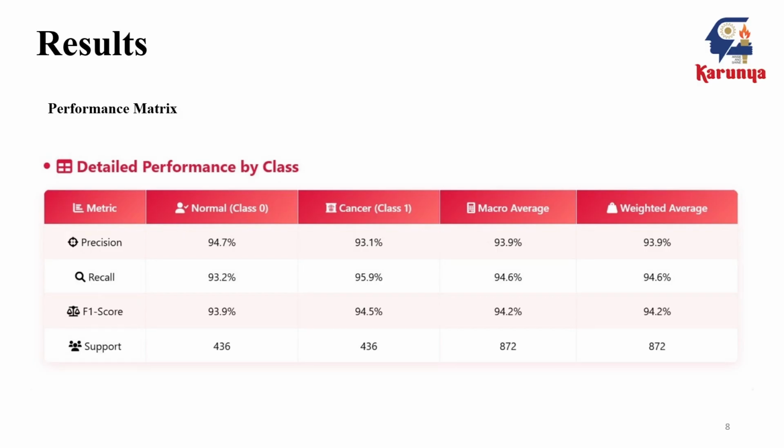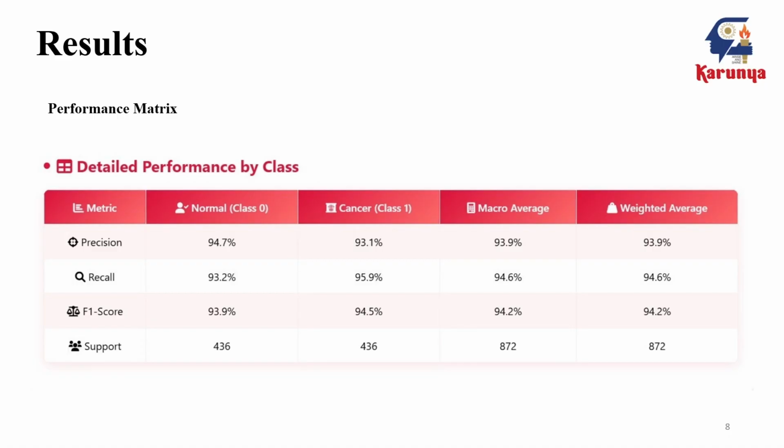We evaluated our system on 872 balanced test images and achieved the following results: 94.2% accuracy, 93.8% precision, 94.5% recall, 94.1% F1 score, and 96.8% AUC-ROC. The key advantage here is our recall. Of 100 actual cancer patients, our system correctly detects 94 to 95 of them. Missing a cancer diagnosis is far more dangerous than a false alarm. So, high recall is the most critical metric in diagnosis.